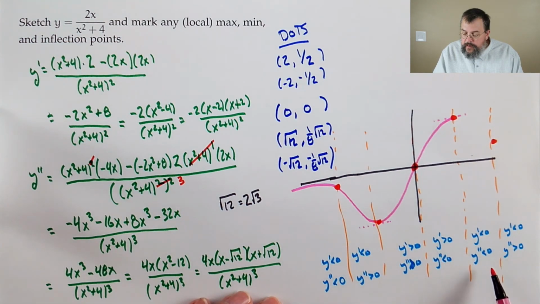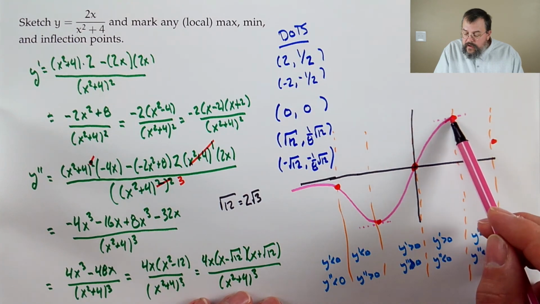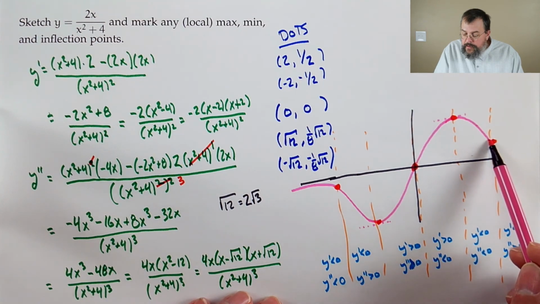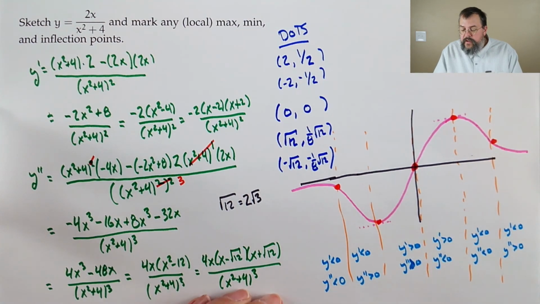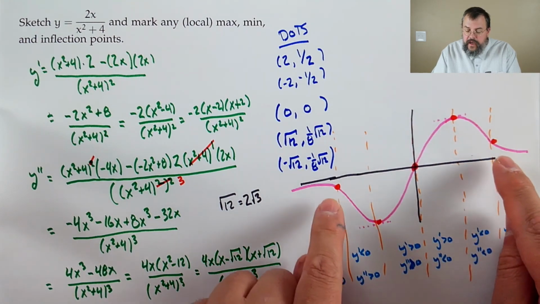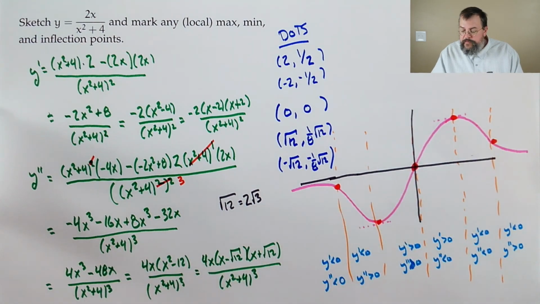Decreasing, and I'm concave down. And then here, I'm going to be decreasing but concave up, and I need to approach that asymptote. And there you go. So there's our local max, our local min, and these are all inflection points.